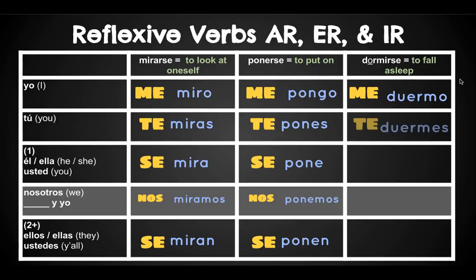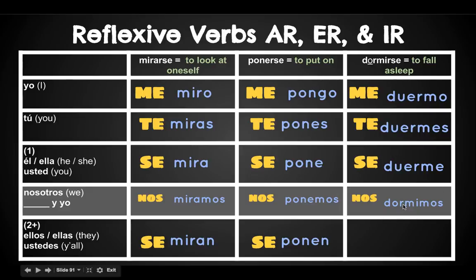Yo me duermo. Tú te duermes. Él se duerme. Nosotros nos dormimos. Because it's nosotros form, we don't change the O. And then ellos se duermen.